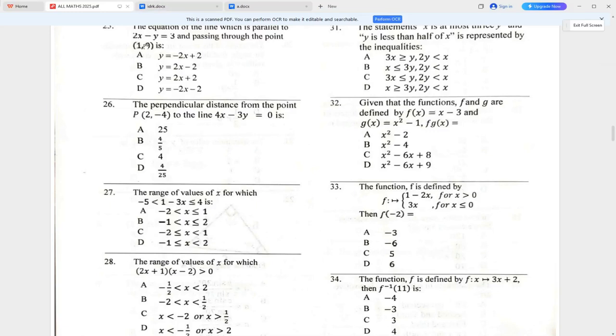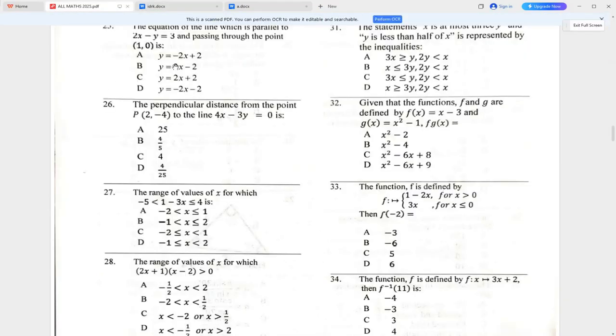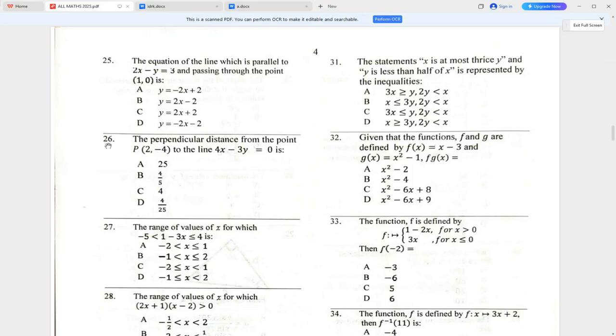Now our x0 is equal to 1 and our y0 is equal to 0. So we have y minus 0, which is y, is equal to the gradient, 2, into x minus our x0, which is 1. From here we get y is equal to 2x minus 2. This is the equation of the second line, the line which is parallel to the line y is equal to 2x minus 3 and passes through the point (1, 0). So we have 2x minus 2, which is B for question 25.